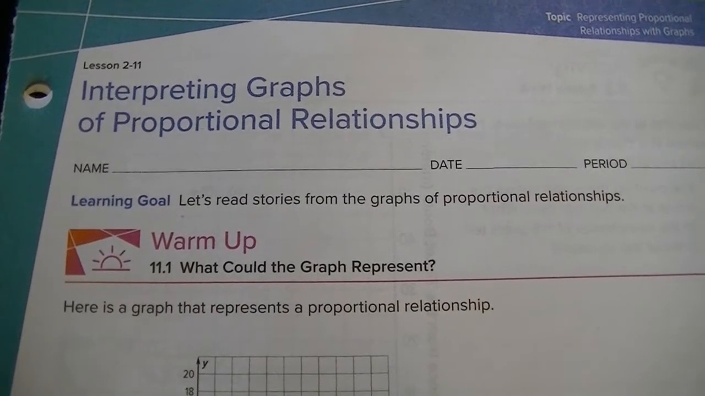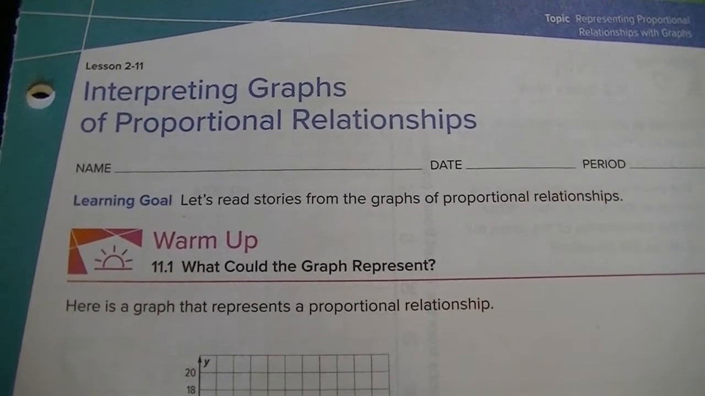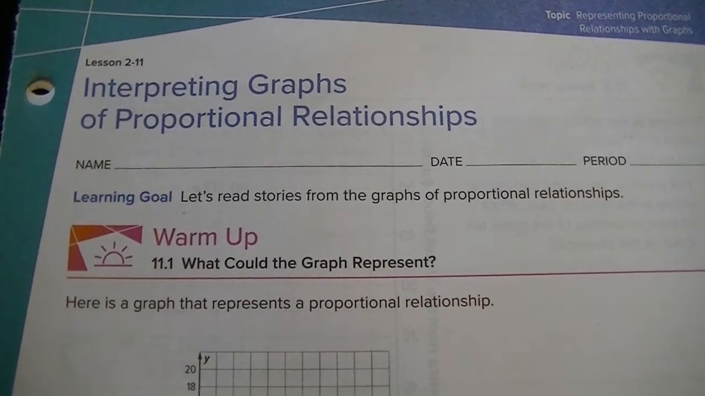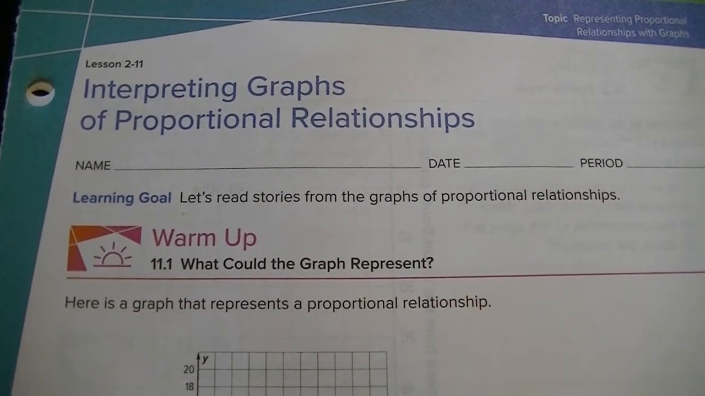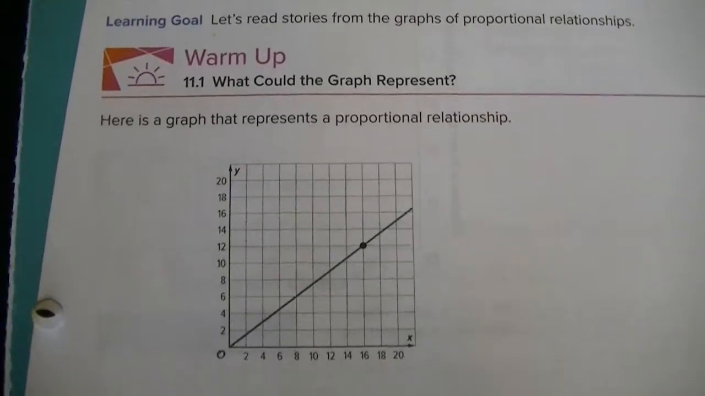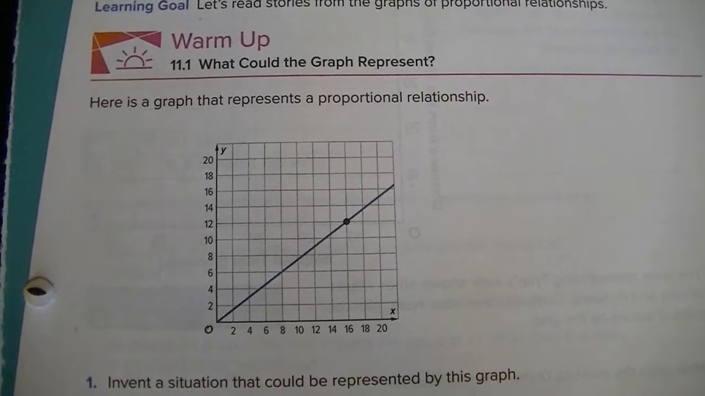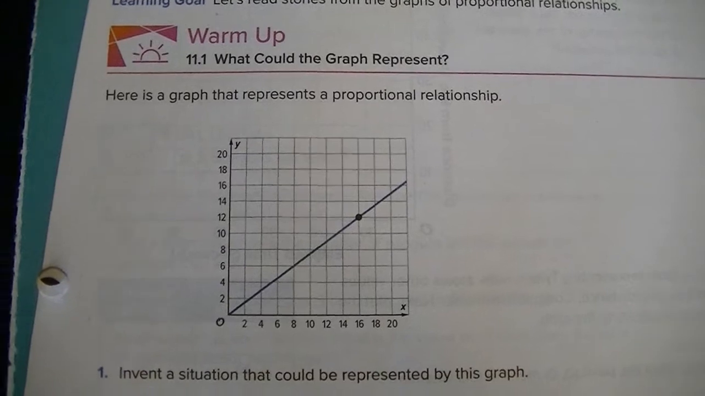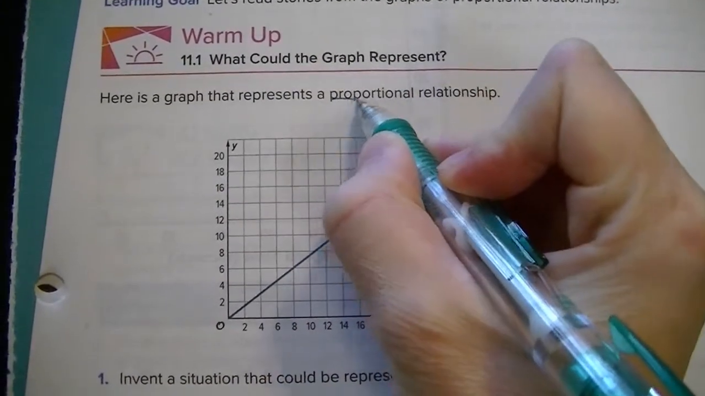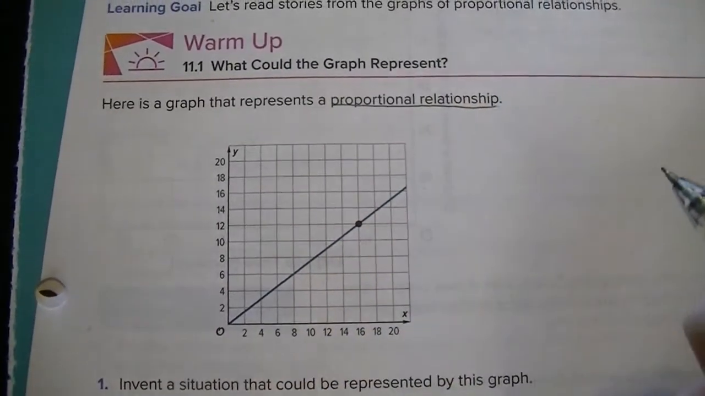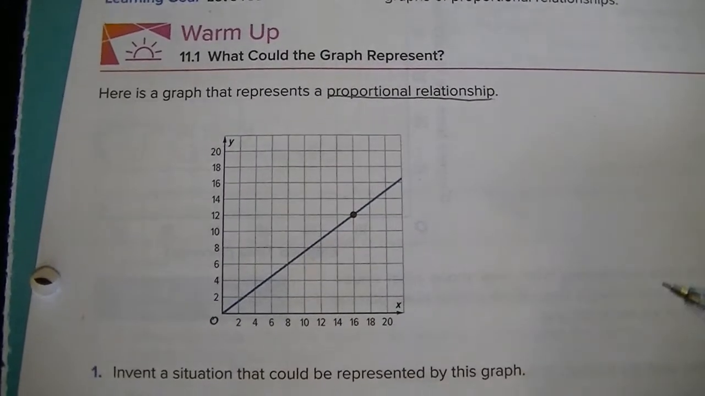This lesson is called Interpreting Graphs of Proportional Relationships. We're going to be reading stories from the graphs of proportional relationships. The warm-up says, here's a graph that represents a proportional relationship. Go ahead and think about, what does it mean to have a proportional relationship represented in a graph?